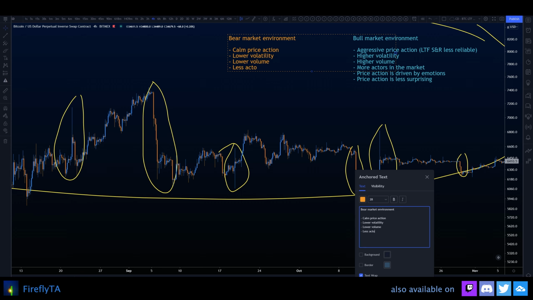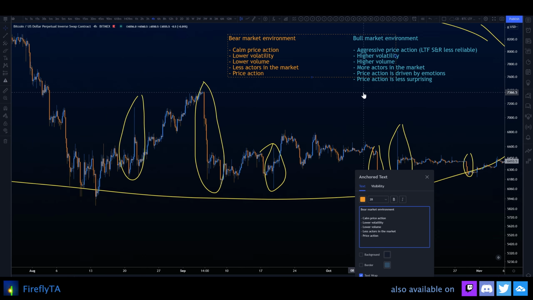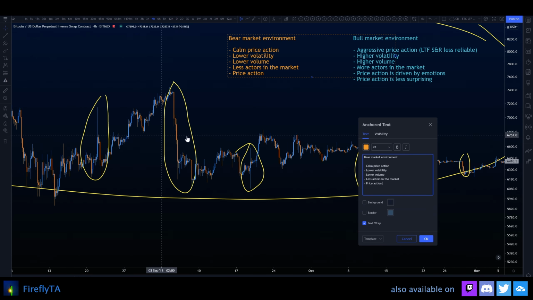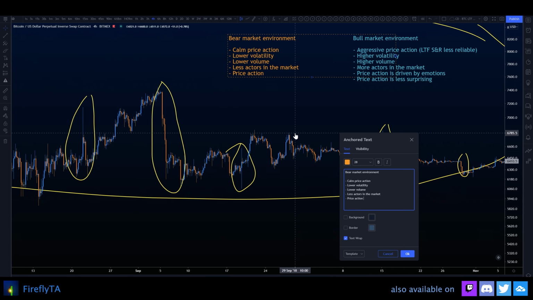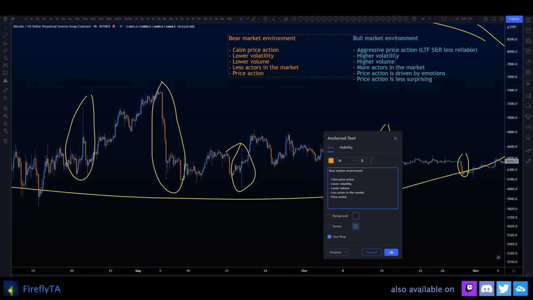We have fewer actors in the market, and we have price action that is not driven by emotions. What we are looking at here is not emotion based, it is more logic based. So what we want to see is proper support and resistance retests. We can see ranges hold very well. In bear market environments, it's all about support and resistance, trend, momentum. You can analyze it in an easier way. So it's less driven by emotions, but driven by logic.